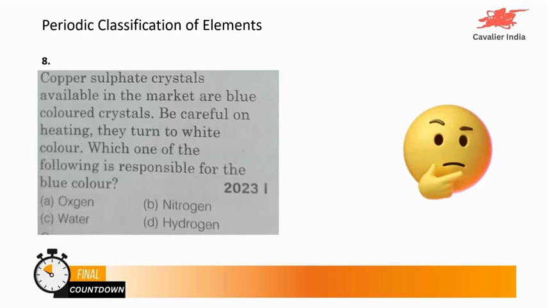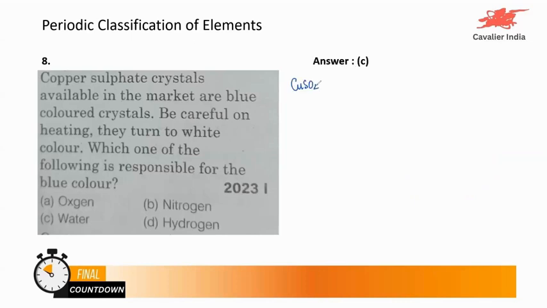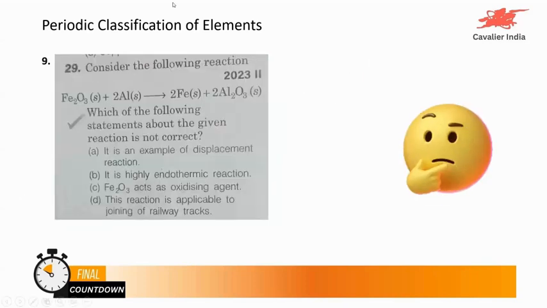Yes, very good. C is the right option, that is water. See, copper sulfate contains water of crystallization. That is CuSO4·5H2O. This is called hydrated copper sulfate. See, the blue color is due to the presence of 5 water molecules, and these 5 water molecules are called water of crystallization. Okay.